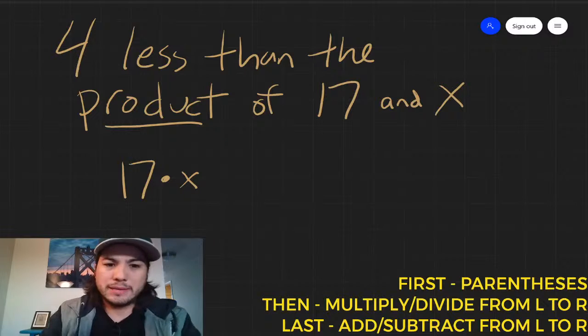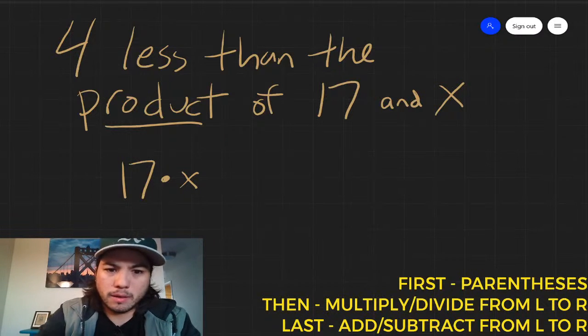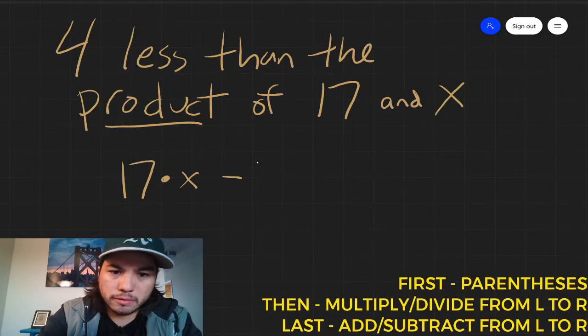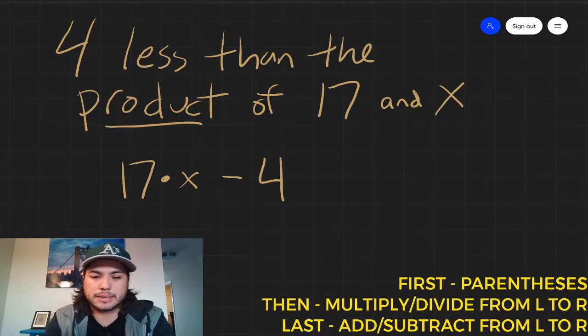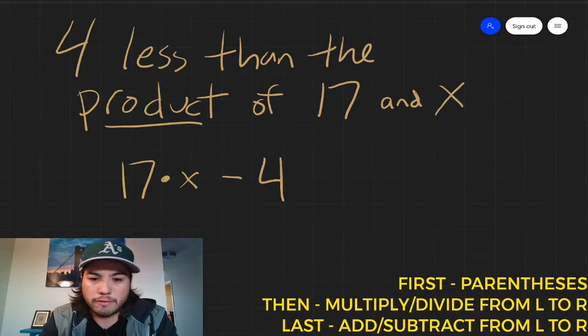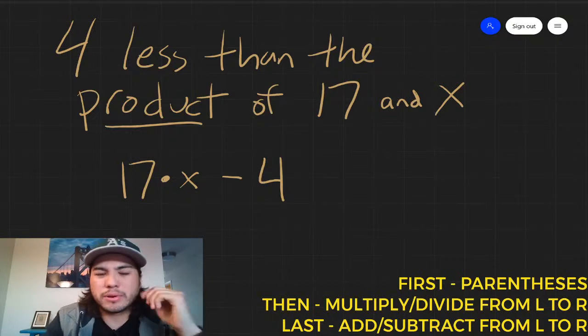Okay, so we have 17 times x minus 4, right? Because it's 4 less than the product of 17 and x. Okay, so we have 17 times x minus 4. Do you see how we got there in terms of writing that expression? Do we need parentheses here?